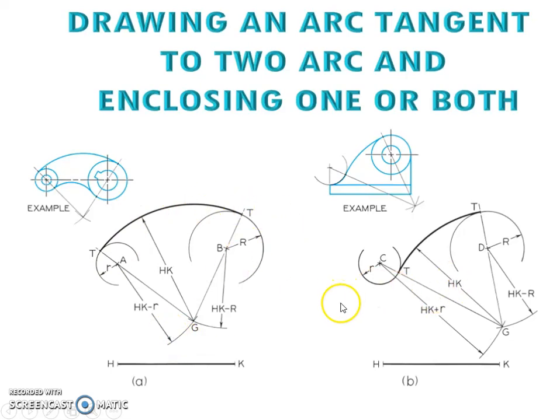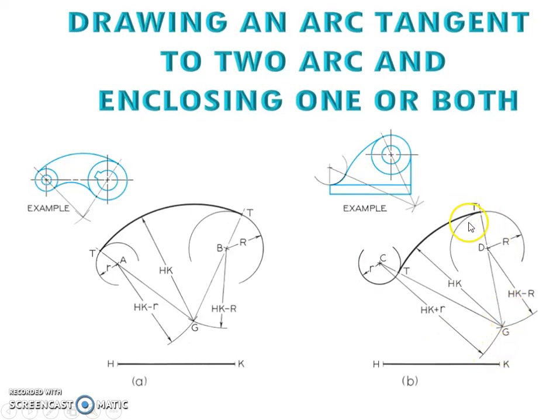Now for this one, why do we have to add? We want to find this one with HK, but we are using a center outside of the arc here. The center is outside. In this one, the center is inside. So the center is outside here, and that is why you have to add the R value to HK, and then you will get the arc.